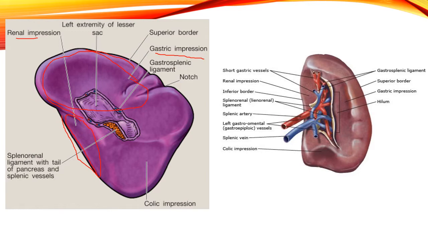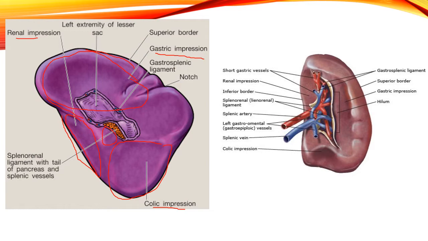Thirdly, we have this colic impression which is present near the anterior or the lateral end, and between this is the hilum of the spleen. Between the hilum and the colic impression we are going to have the pancreatic impression for the tail of the pancreas. So this is going to be the short pancreatic impression.